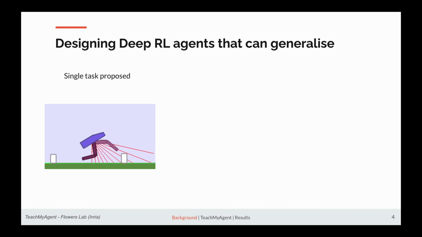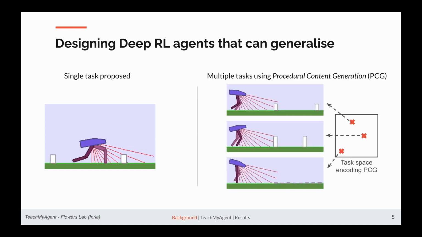In past years, part of the deep reinforcement learning community has been interested in no longer learning a single task policy, but rather a policy which can generalize over a set of tasks. To obtain this set of tasks, some works used procedural content generation, which means we have an environment whose generation is encoded with a task space.